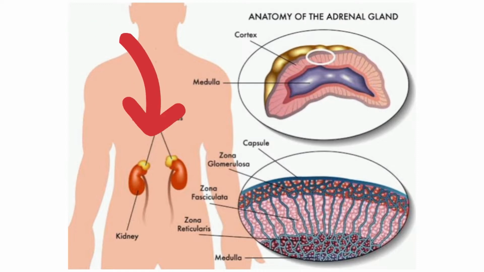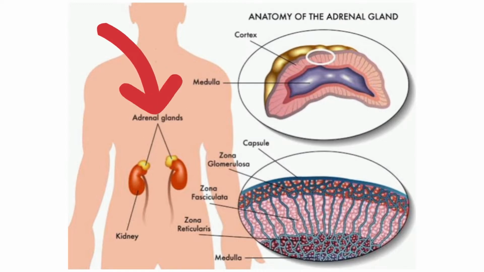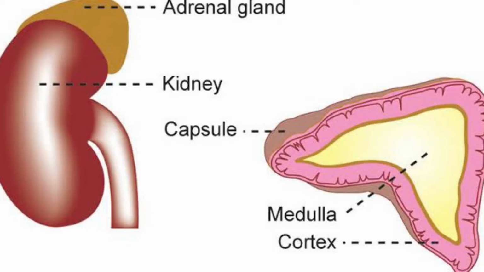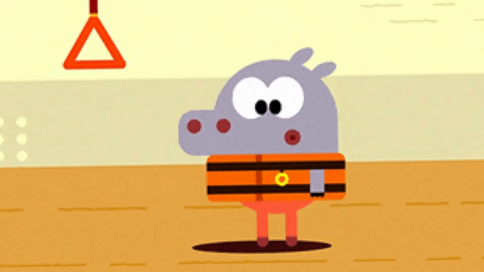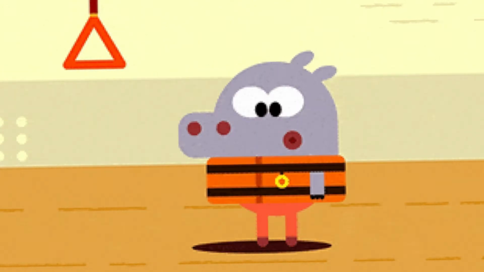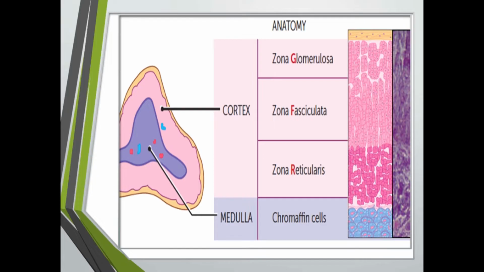Now let's dive deep into the structure of the adrenal gland. If I cut open the adrenal gland, you will be able to see two main parts, the adrenal cortex being the outermost part and the adrenal medulla being the innermost part. Now let us dive deeper into the adrenal cortex, but let us take a life jacket with us. Thank you, Sabha. The adrenal cortex is further divided into three layers.